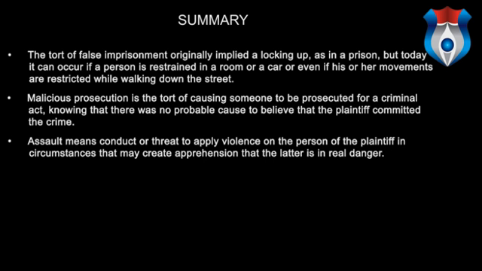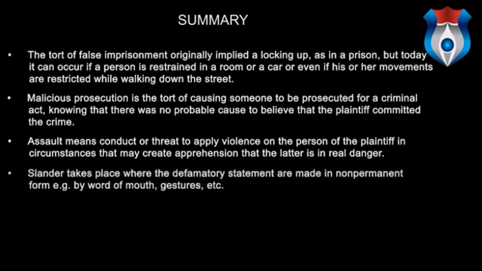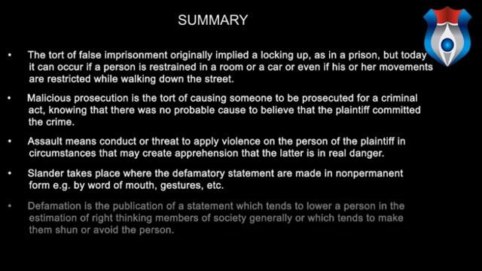Assault means conduct or threat to apply violence on the person of the plaintiff in circumstances that may create apprehension that the latter is in real danger. Slander takes place where the defamatory statements are made in non-permanent form, for example by word of mouth, gesture, etc. Defamation is the publication of a statement which tends to lower a person in the estimation of right-thinking members of society generally, or which tends to make them shun or avoid the person.